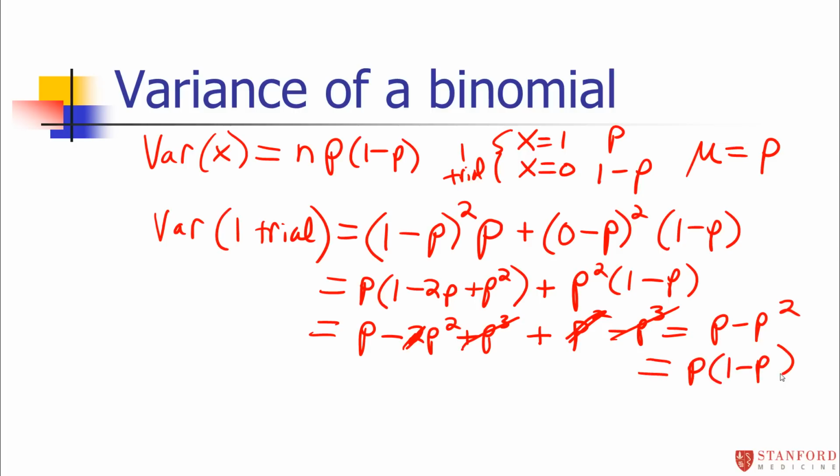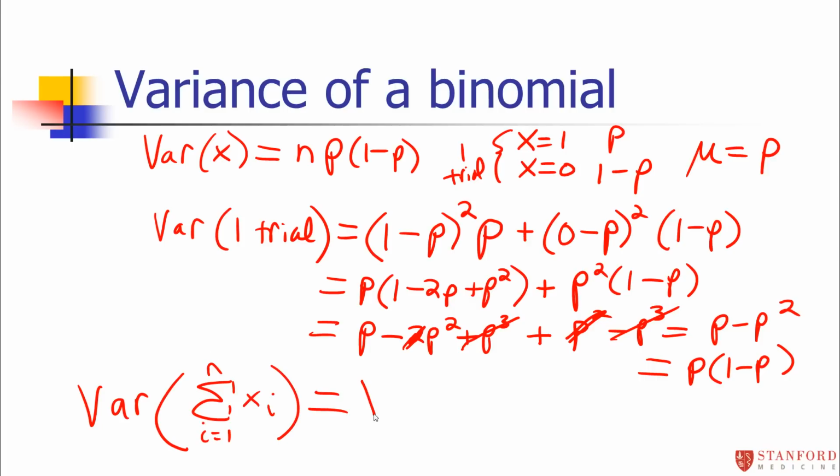That's the variance for a single trial. Well, it turns out that for the sum, remember if we add up all the x's, that gives us the total binomial count. The variance of a sum, if we have independent trials, is equal to the sum of the variances. And again, we talked about this in an earlier module. So the variance of the sum is the sum of the variances for each individual trial. That is true if we have independent trials, which we do in a binomial.